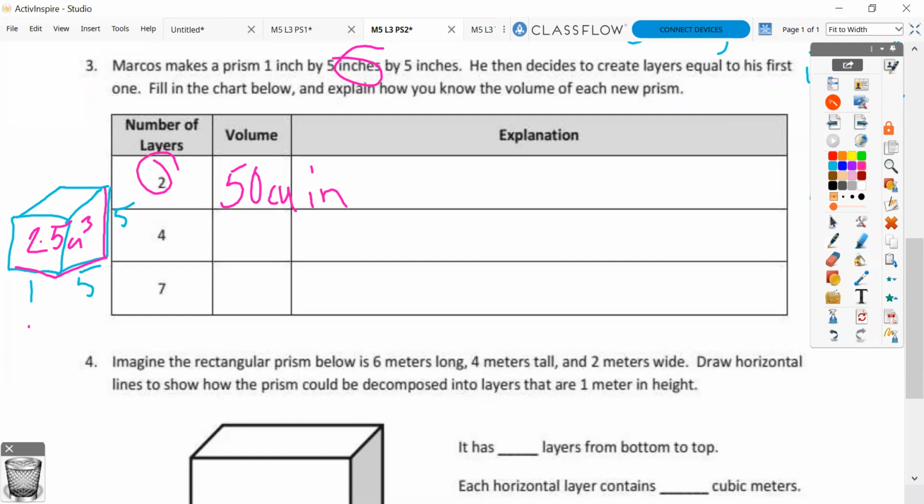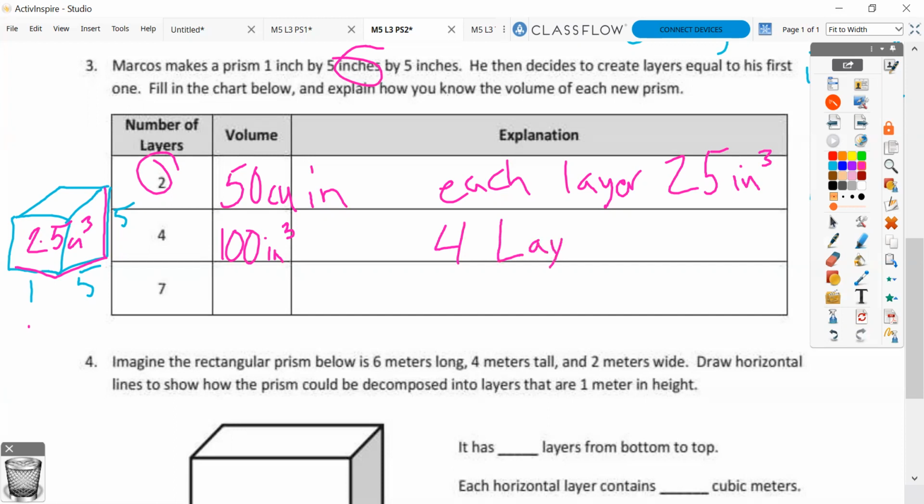And what would our explanation be? Well, each layer, again, my apologies for sloppy writing because of this screen being upright, 25 inches cubed. All right, well, if there's 4 layers, 4 25s, that's 100 inches cubed or cubic inches. You could do each one. I'm not going to write it, but it's 4 layers of 25 inches cubed.